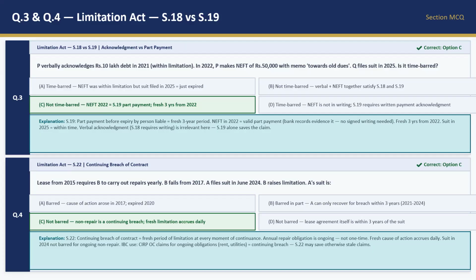So A's suit is not barred because non-repair is a continuing breach, because he was expected to carry out the repairs on a yearly basis. So non-repair is a continuing breach and fresh limitation accrues daily. Section 22.